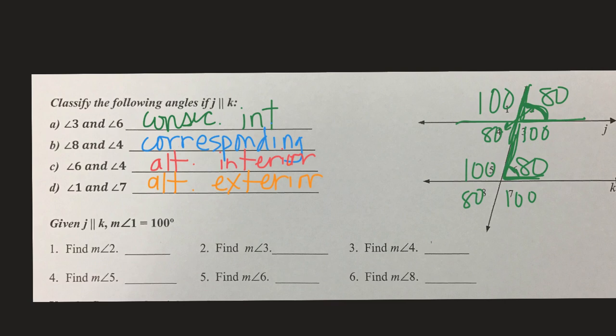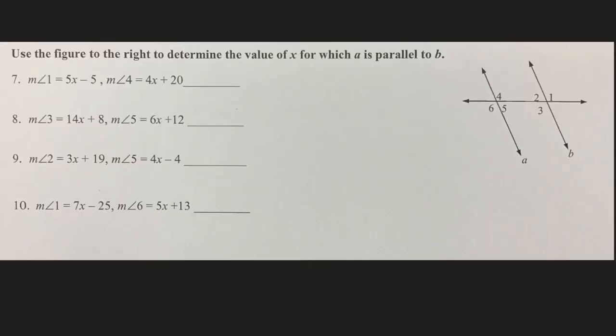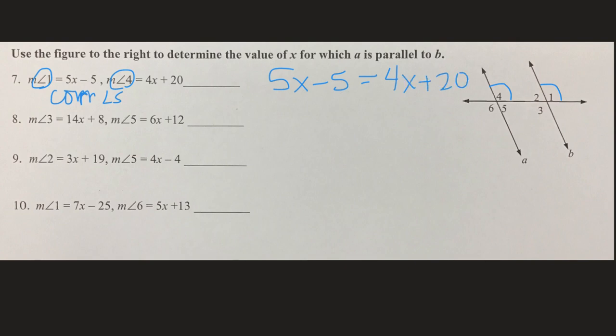So the last step, and probably the hardest step, is the algebra. So let's look at this problem and do some algebra. The first thing we have is angle 1 and angle 4. This is a new picture. Here's angle 1 and here's angle 4. What is their classification? Good. These are corresponding angles. So you're going to set them equal. The equation is 5x minus 5 equals 4x plus 20. If they're in a corresponding position, then the algebraic relationship is equal.